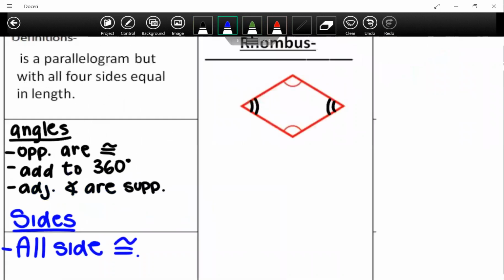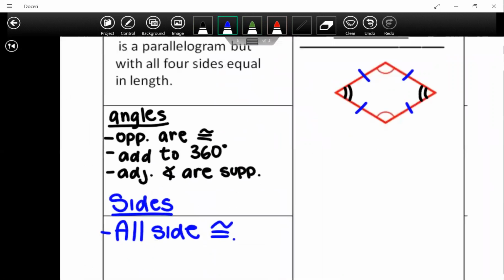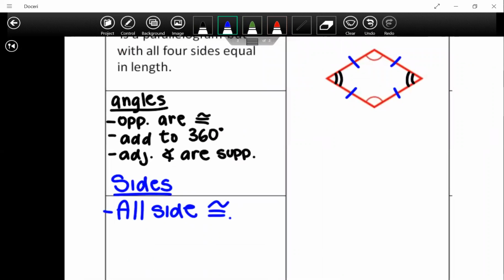In this case, all sides are congruent, so I'm just going to mark them with just one line to show that all sides are the same. And that's all we really need for the side condition to work for a rhombus. That is basically the only thing we need for a rhombus to have. All sides are congruent.